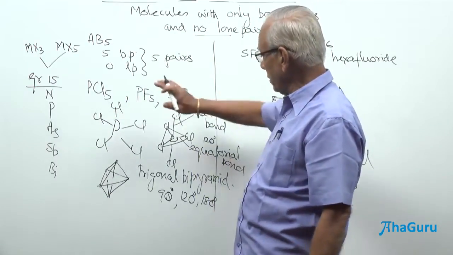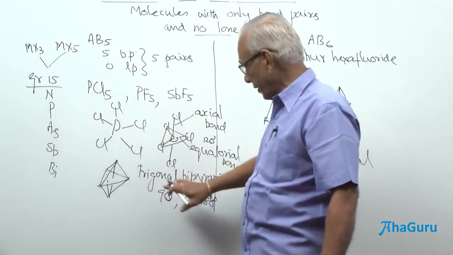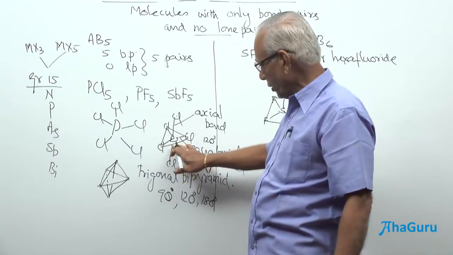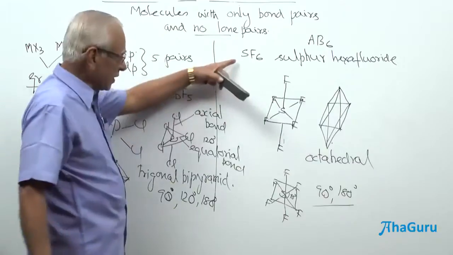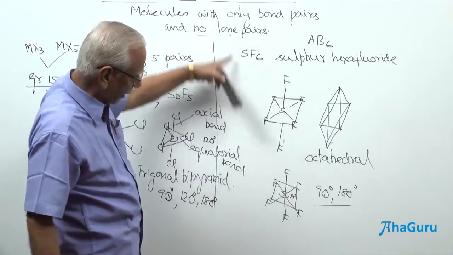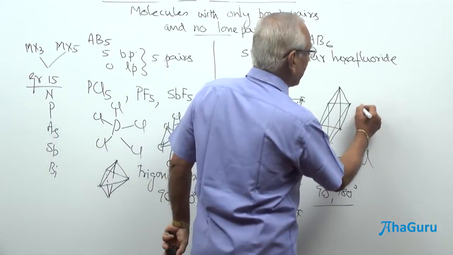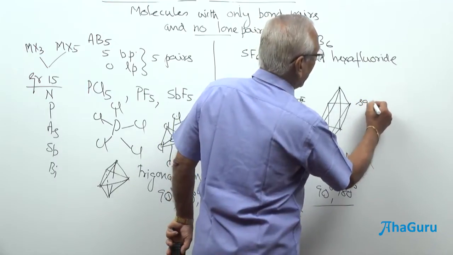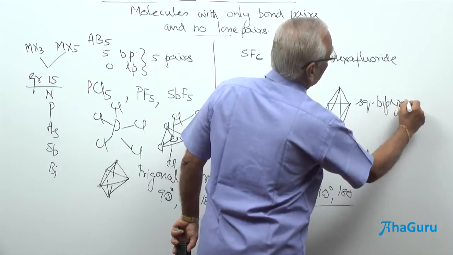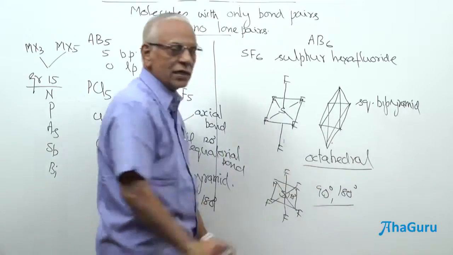So, my dear students, you see here, PCl5 belongs to AB5 type here. It has got 5 bond pairs here, and the shape is going to be trigonal bipyramid. And look at this, sulfur hexafluoride again having 6 bond pairs, no lone pair here, will have an octahedral, and octahedral can also be considered as square bipyramid, but usually identified as octahedral shape.